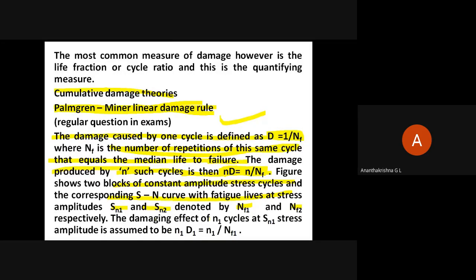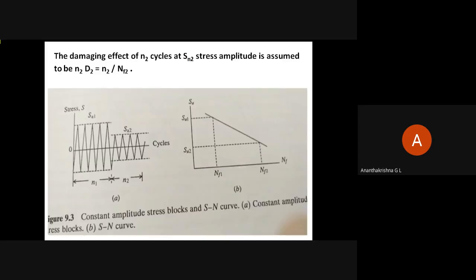The damaging effect of N1 cycles at SN1 stress amplitude is N1 D1 is equal to N1 by NF1. Similarly, for N2 cycles, it's going to be N2 D2 is equal to N2 by NF2. So that is the damaging effect of N2 cycles, given by N2 D2 is equal to N2 by NF2. So this is what he says.